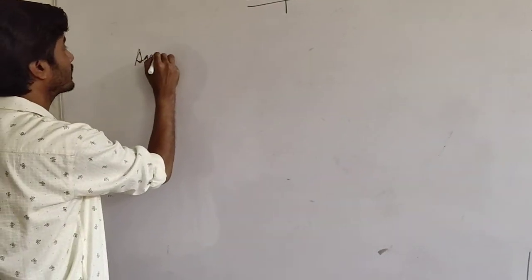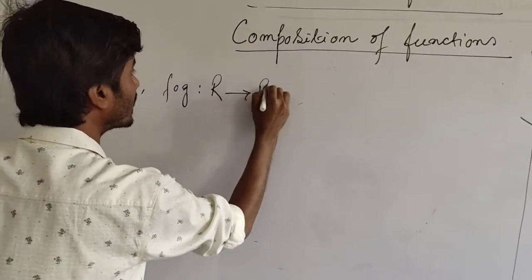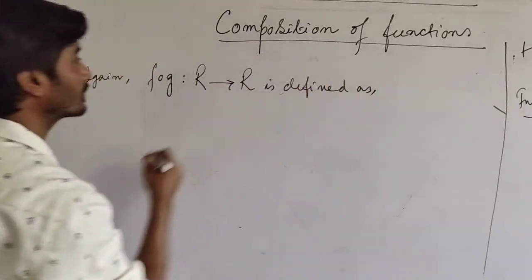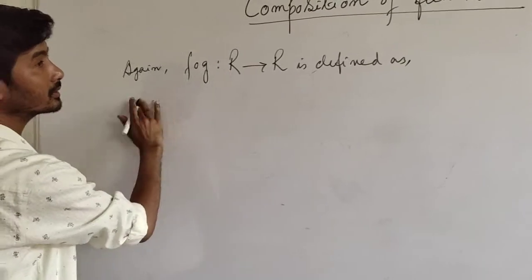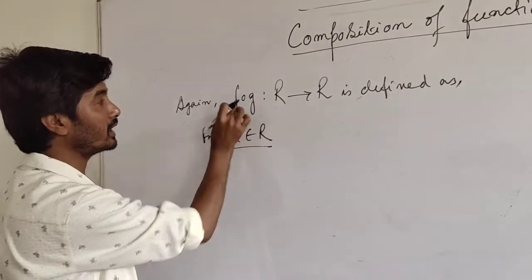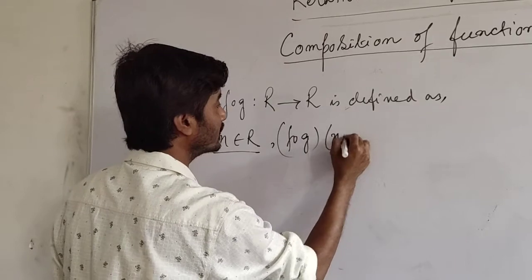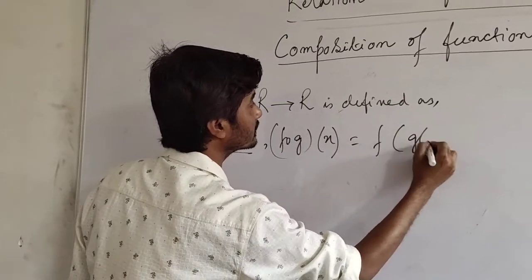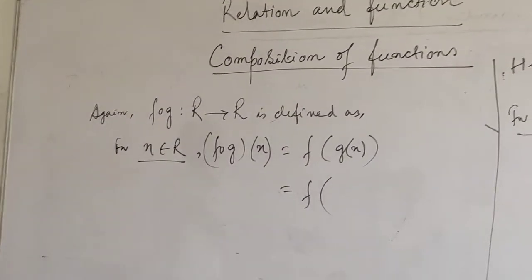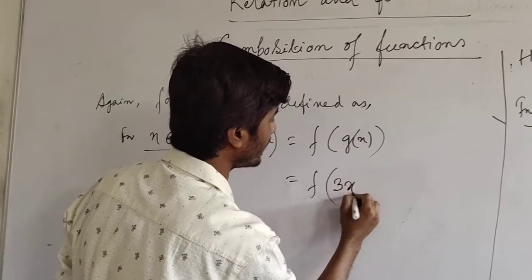Again, f∘g is a function from R to R, defined as follows. For x belongs to R, this is our domain of f∘g, (f∘g)(x) is equal to f of g(x). Now the definition of g(x) is 3x square. It was given to us that g(x) equal to 3x square.